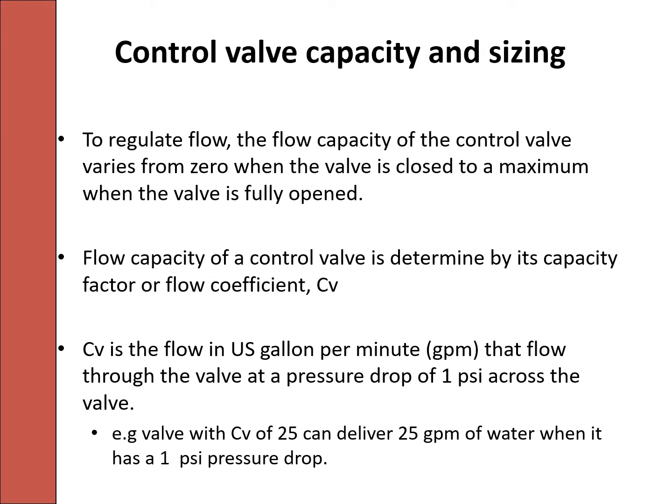So this one you already saw inside the previous topic, right? The CV value. Okay, so this CV value, I would like to introduce about the CV. Basically, it's the flow in US gallon per minute that flows through a valve at a pressure drop of 1 psi across the valve. For example, a valve with CV of 25 can deliver 25 gallon per minute of water when it has a 1 psi pressure drop.